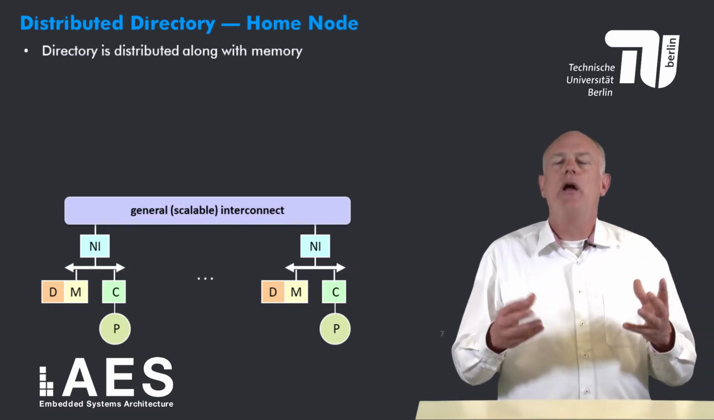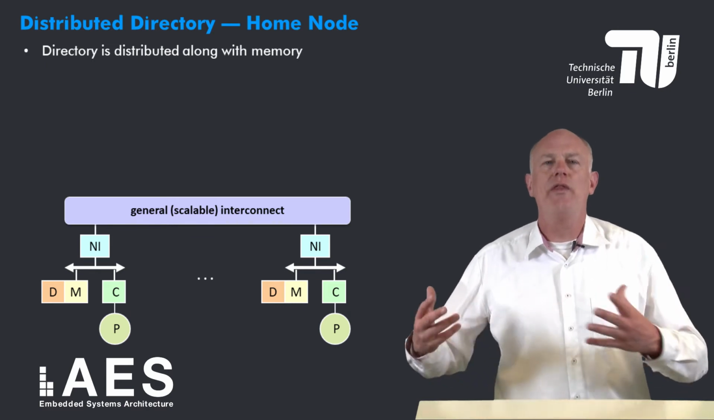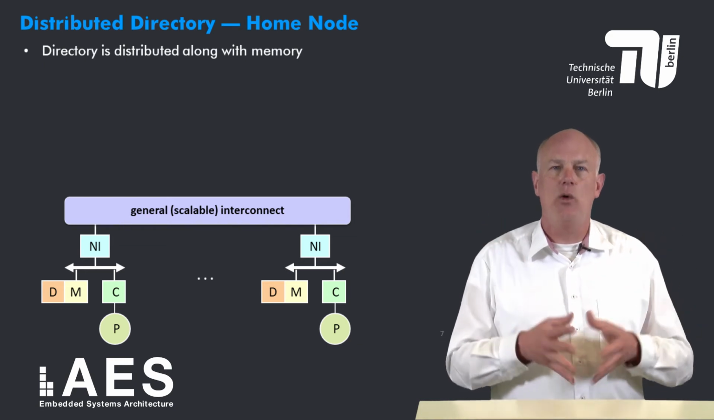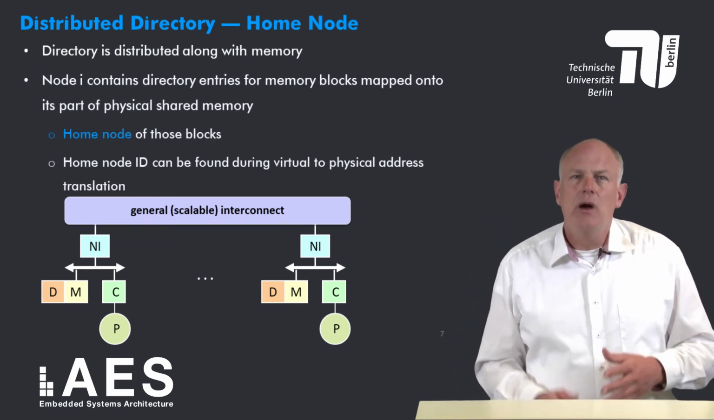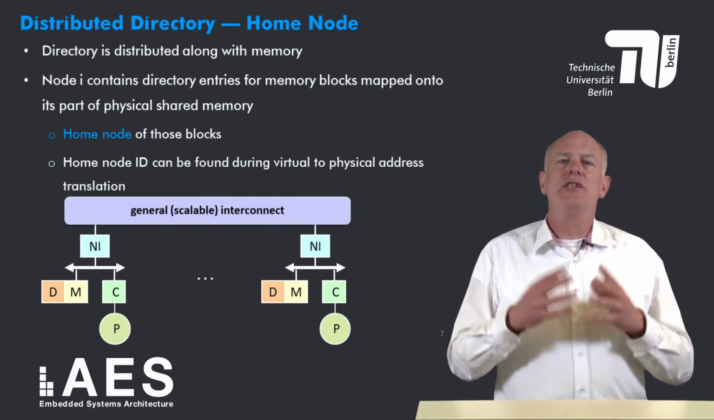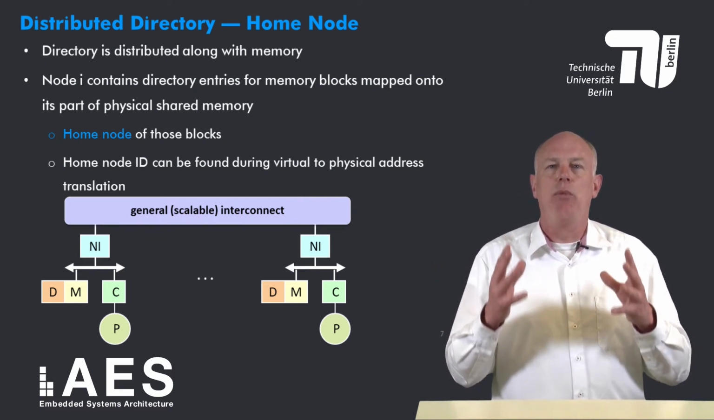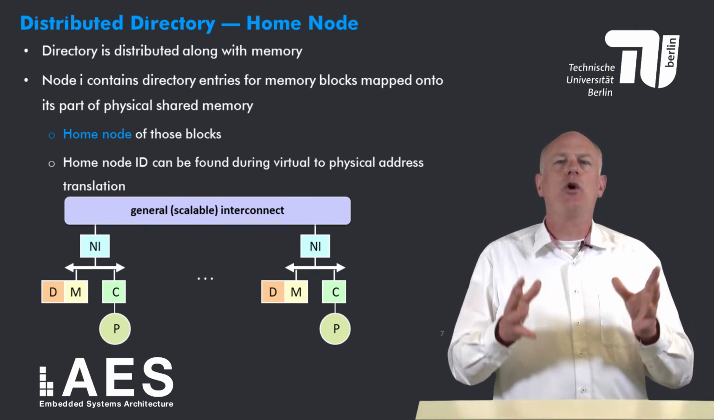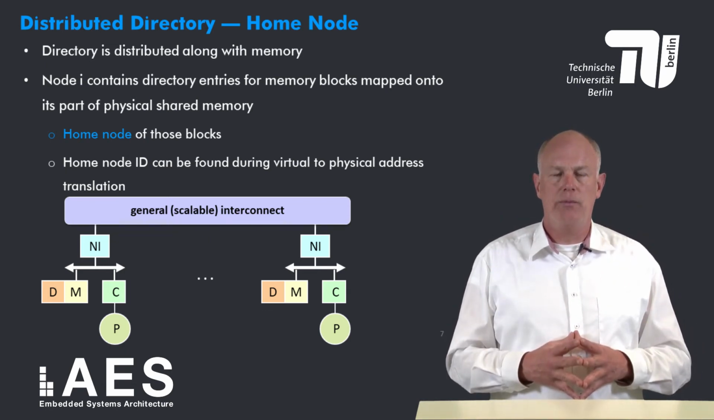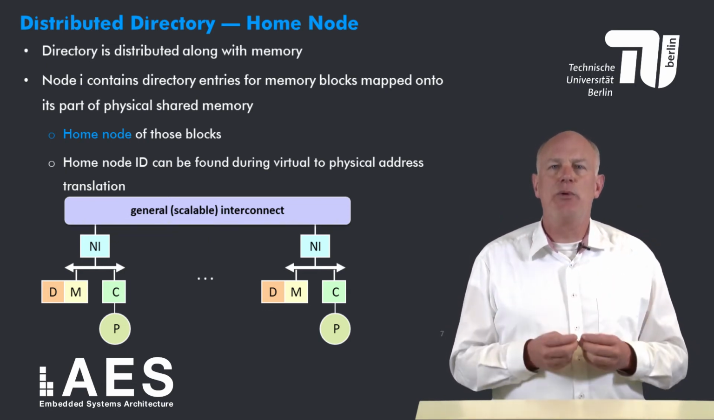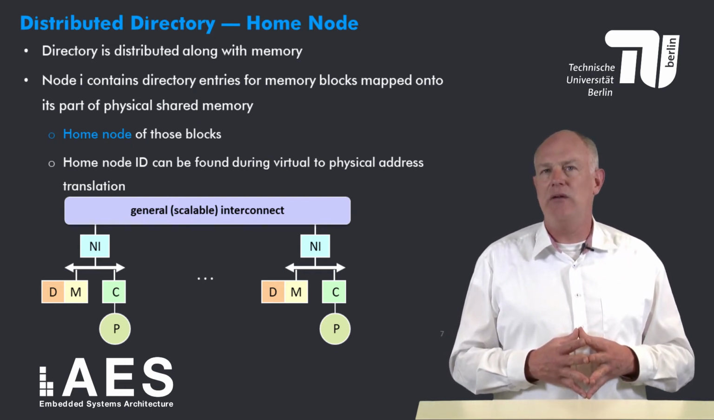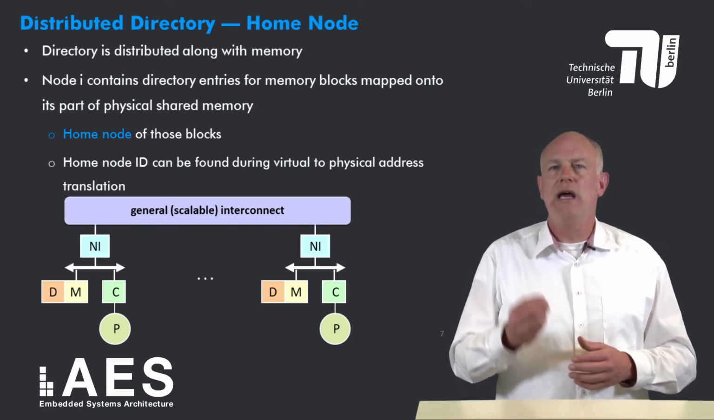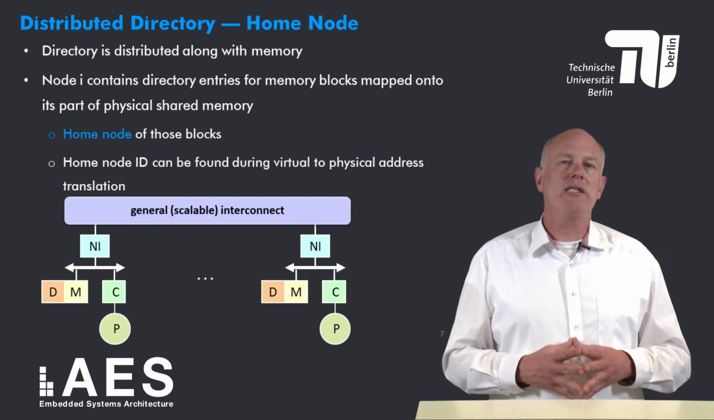To make it scalable, the directory is distributed along with the memory. This avoids that all coherence requests have to go to the same node. Furthermore, processor or node i contains all directory entries for the memory blocks that are mapped onto its part of the physical shared memory. This node is called the home node of those blocks. This ensures that the coherence protocol knows where to find the directory information for any cached memory block, since the identifier of the home node can be found during virtual to physical address translation.